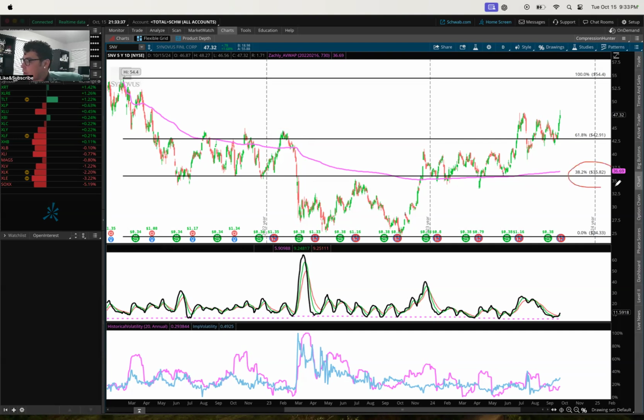Okay, so here, we break above our first Fibonacci level, the 38.2% level. And we break above the anchored VWAP. And then we come back down and we're retesting these zones. We're retesting these zones. And these are bears trying to come in here and push price lower.